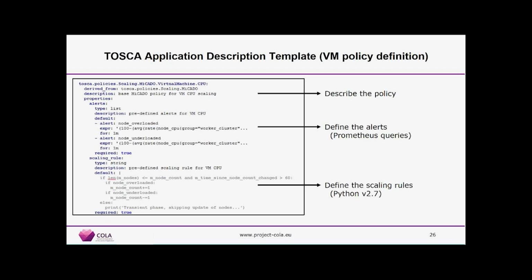It looks at the overall node CPU instead of just looking at the container CPU, generates an alert if it's over a certain threshold, generates an alert if it's under a certain threshold, and then you can see the scaling logic down here in the scaling rule. If the node is overloaded, bring the node count up by 1. If the node is underloaded, bring the node count down by 1. And that's it. So very, very simple.